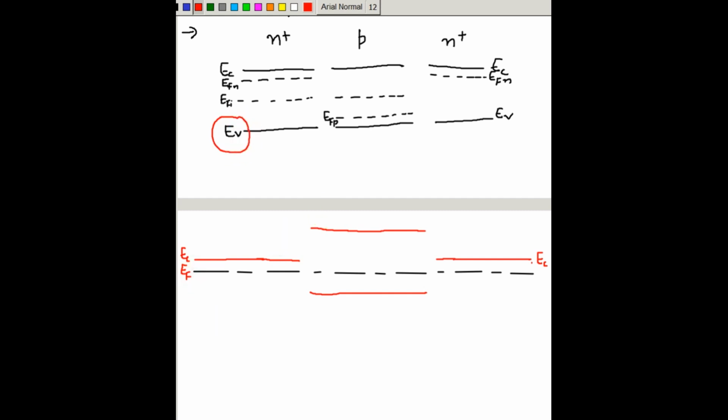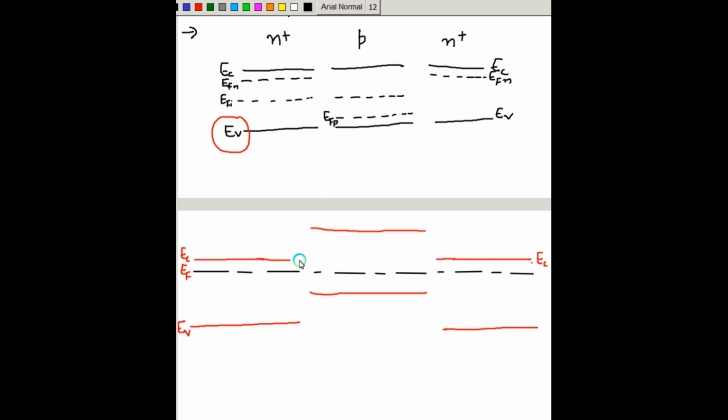Okay, now what we are going to do is draw this EV here, this EV here. So this is our EV. Now when it forms a system, we have a single Fermi level. Next, what we need to do is simply join the conduction bands of P and N, the valence bands of P and N. So how do we join? This is the conduction band.